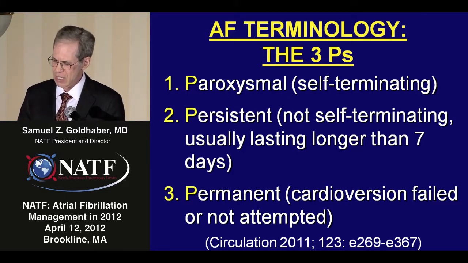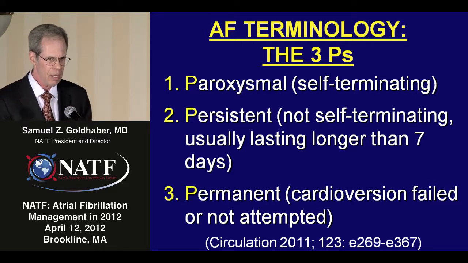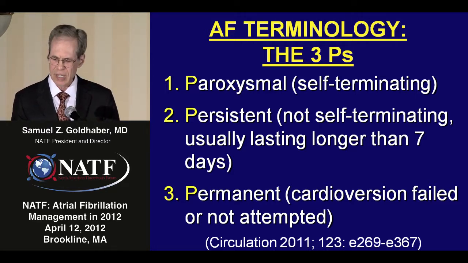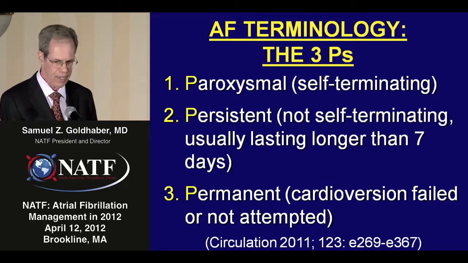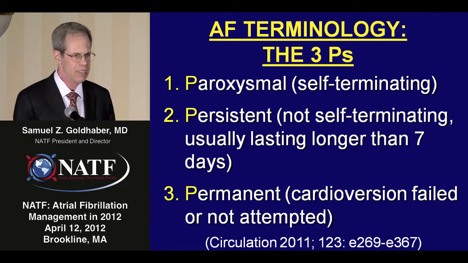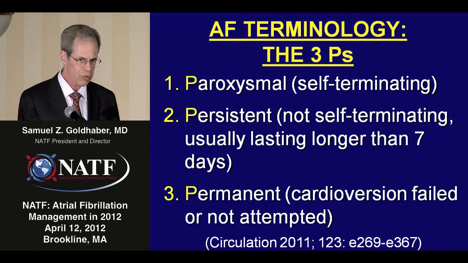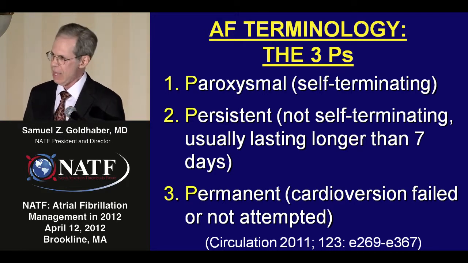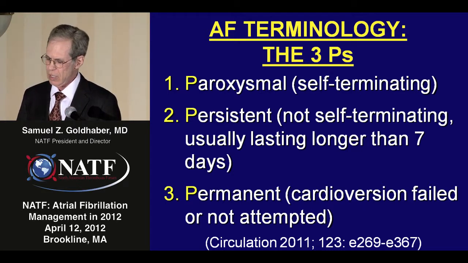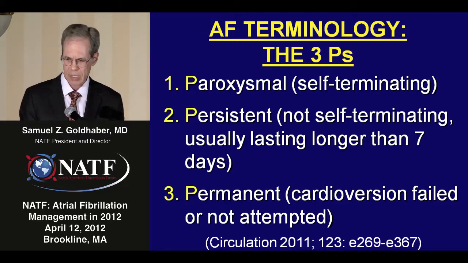P for paroxysmal, that's a self-terminating type of atrial fibrillation. P for persistent, a type of atrial fibrillation that's not self-terminating, that usually lasts longer than 7 days. It might require drug therapy or electrical cardioversion to restore normal sinus rhythm. And then P for permanent atrial fibrillation. That's where cardioversion has failed or has not been attempted.